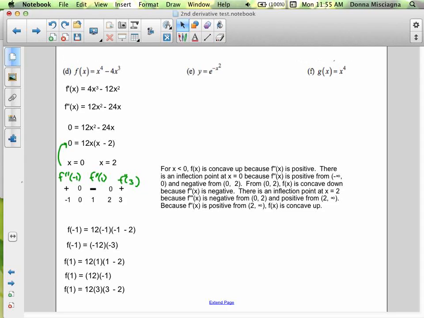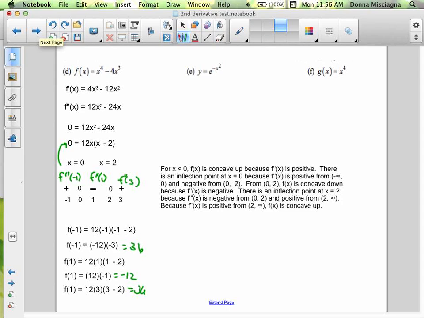And it looks like I showed the plugging in down here too. Didn't really need to. But this one here was a positive 36 when we plugged in the negative 1. When you plug in the 1, you get negative 12. And when you plug in the 3, you get a positive 36.